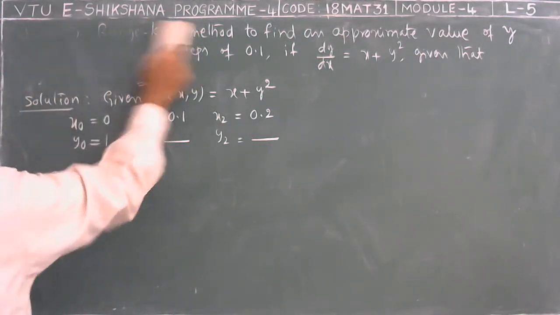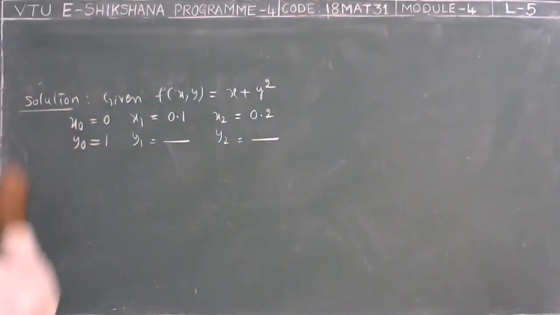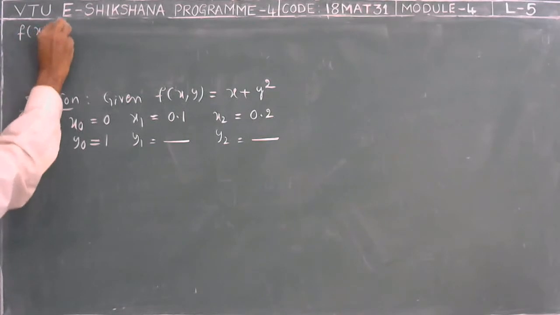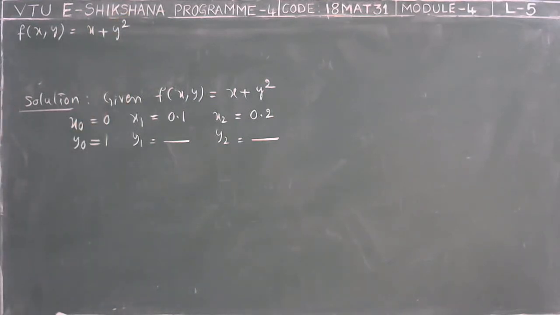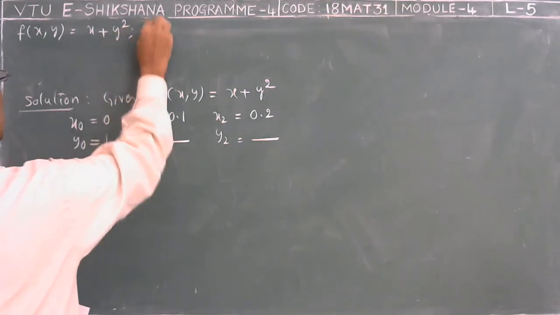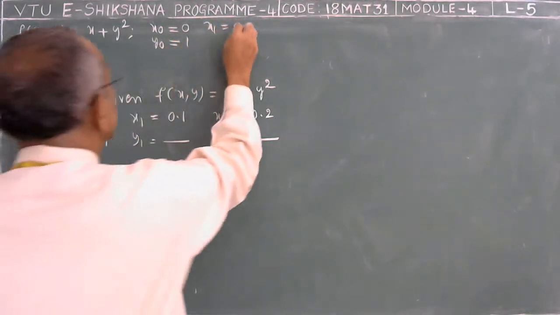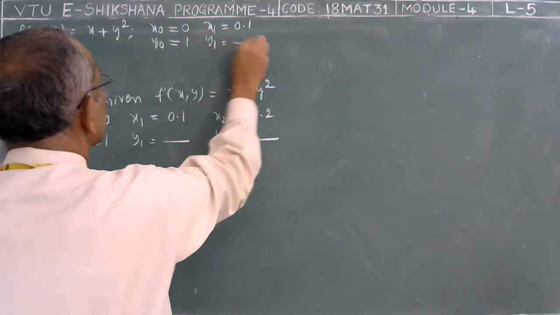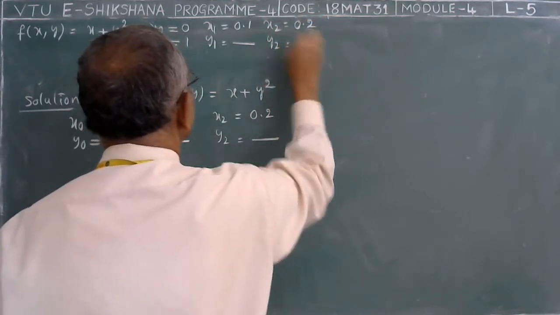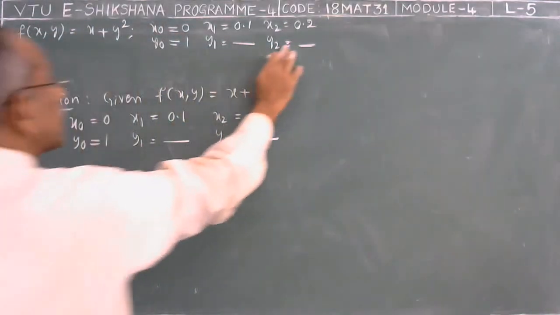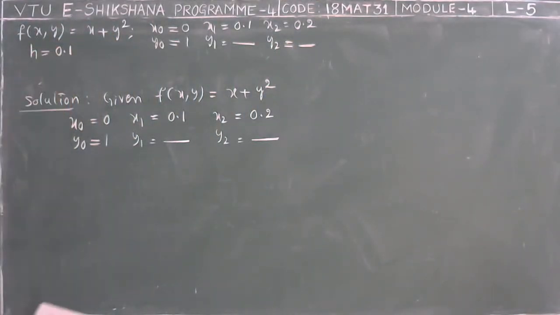Let me write the data here and then continue applying the method for this problem. So f of x comma y is given to be x plus y square. Very simple expression. Definition of f of x comma y. And your x naught is 0. y naught is 1. x1 is 0.1. Corresponding value of y1 we have to find. Then x2 is 0.1 plus 0.1, 0.2. So y2 we need to find. And h is given to be 0.1.